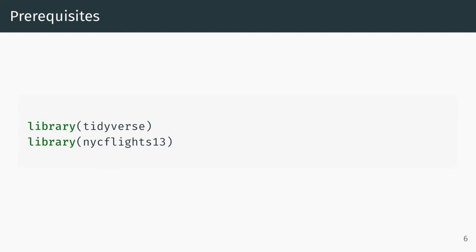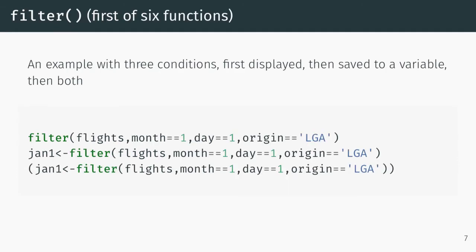And you have to load tidyverse, and then you're also going to need to load nycflights13, which is a data set. It's a data set of all the commercial flights from the 3 New York City area airports, Newark, LaGuardia, and JFK in the year 2013. And we're going to just use that a lot.